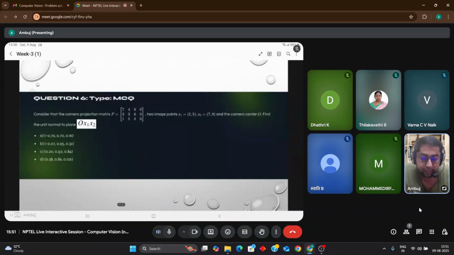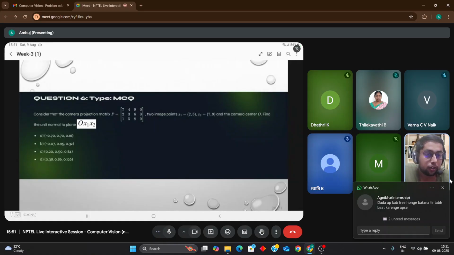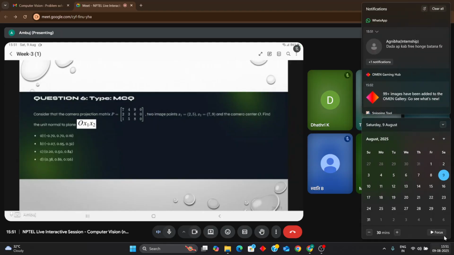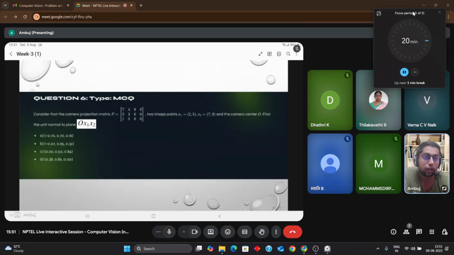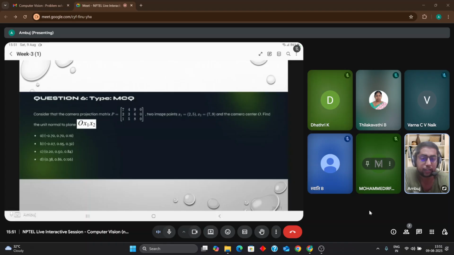Next question. Consider the camera projection matrix P. Matrix P has been provided to you. Two image points x1 and x2 have been provided to you, and the center of the camera has been provided as O. Then you have to find out what is the unit normal to the plane O x1 x2?